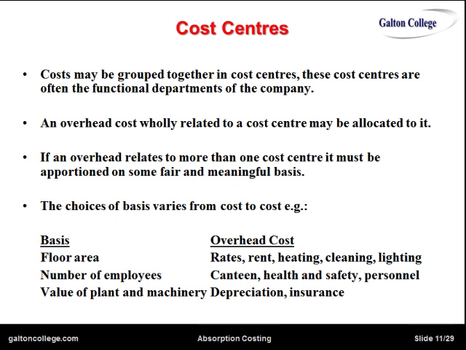The value of plant and machinery could relate to depreciation and insurance. Those would be overheads that could be allocated in that way. Let's have a look at a little table.